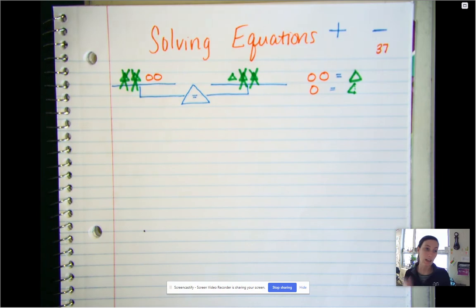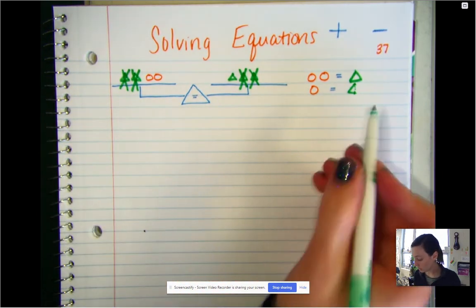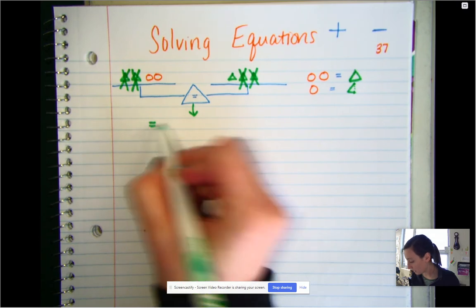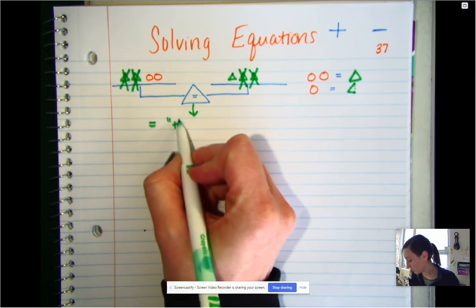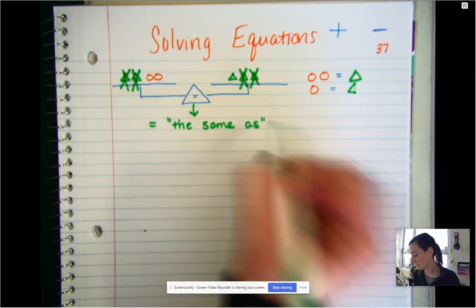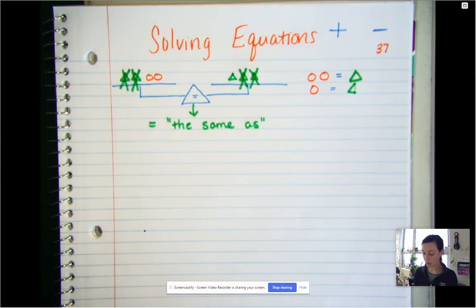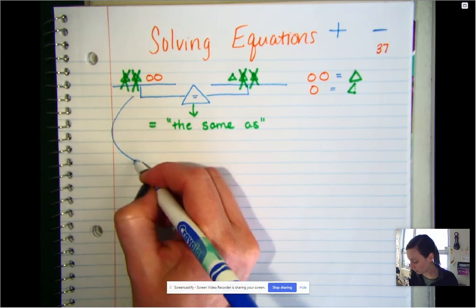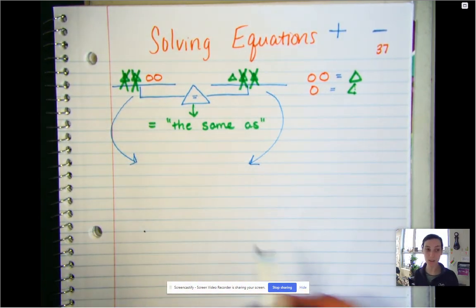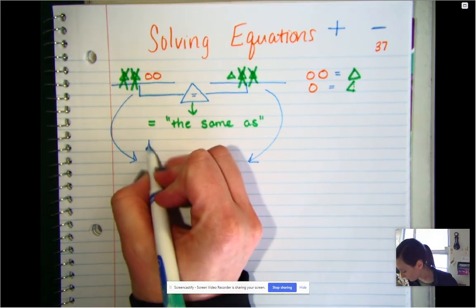Okay? The important thing we're doing here, one, I want you to notice that equal means the same as. It also would mean the scale is balanced. Secondly, as long as we do the same thing to both sides, the scale will stay balanced.